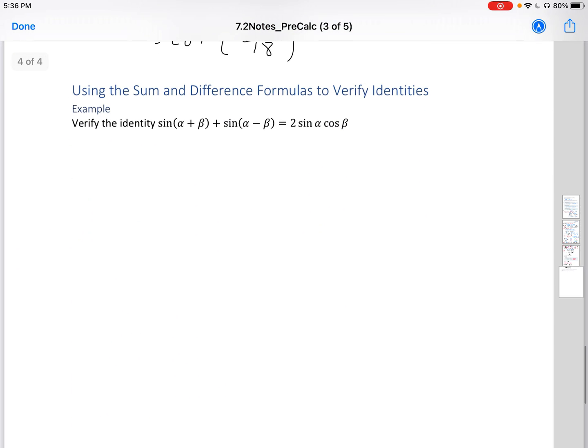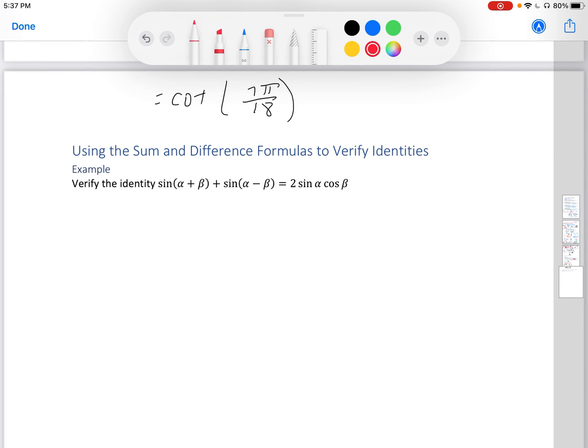Now we can also use proofs within our sum and difference formulas, meaning I can create a proof and try to prove it using sum and difference formulas. So this first example is asking to verify the identity sine of alpha plus beta plus sine of alpha minus beta equals 2 sine alpha cosine beta. Now, my best advice when working with proving functions is to work with the most difficult looking side. Often it's your longer, more complex side.